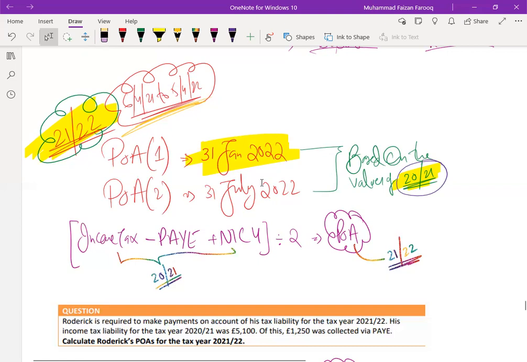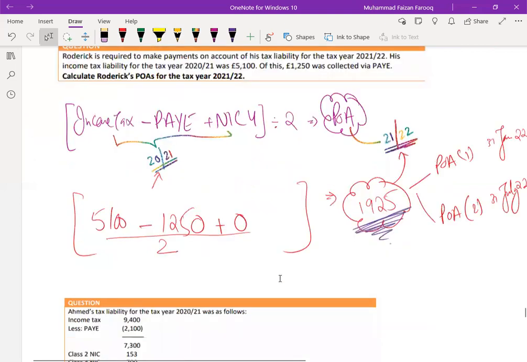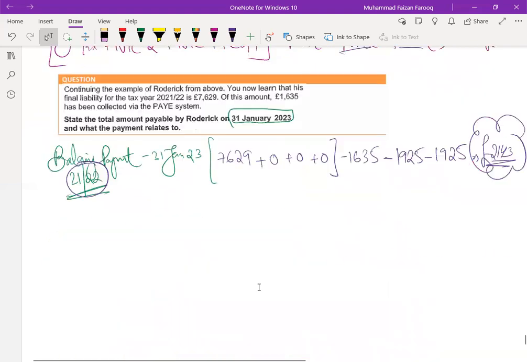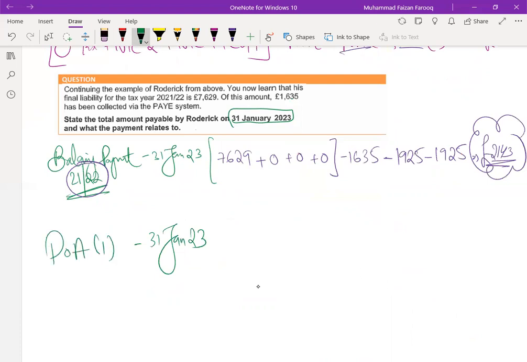This date is 31st January 22, right? But he is not asking about January 31st, 22. He is just playing around. What he is doing, he is writing 31st Jan 23. So this is the balancing payment date plus this is the POA 1 date as well for the tax year. Which tax year? 21-22. 22-23.